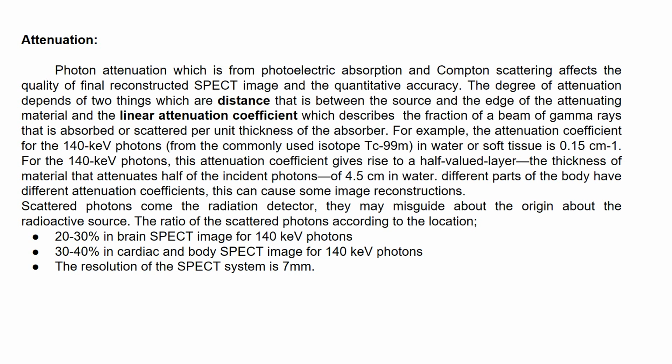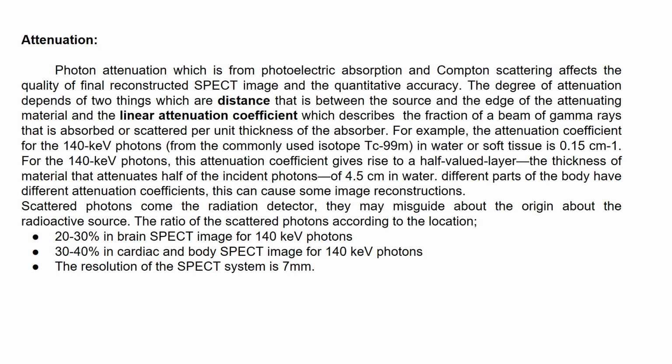0.15 centimeter to the power of minus 1. For the 140 keV photons, this attenuation coefficient gives rise to a half-value layer, the thickness of material that attenuates half of the incident photons, of 4.5 cm in water. Different parts of the body have different attenuation coefficients. This can cause some image reconstruction problems.